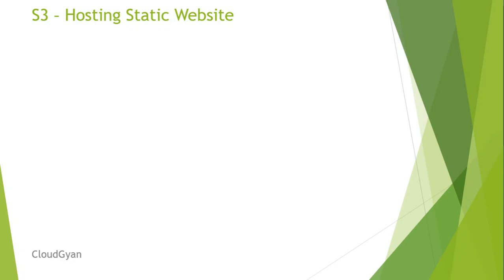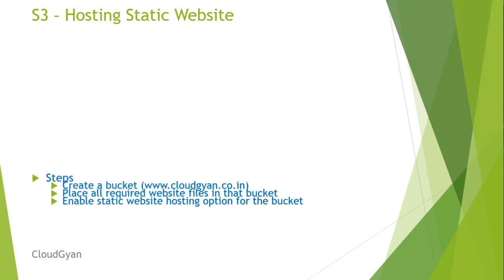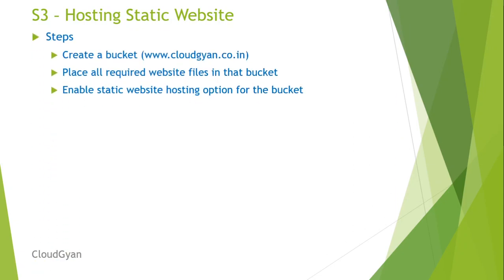Today we'll be discussing how to host a static website on Amazon S3. We'll follow these three steps. Very first, we'll create a bucket, which is www.cloudgyan.co.in. We will put all the required website files in that bucket, and we'll then enable the static website hosting option for the newly created bucket.